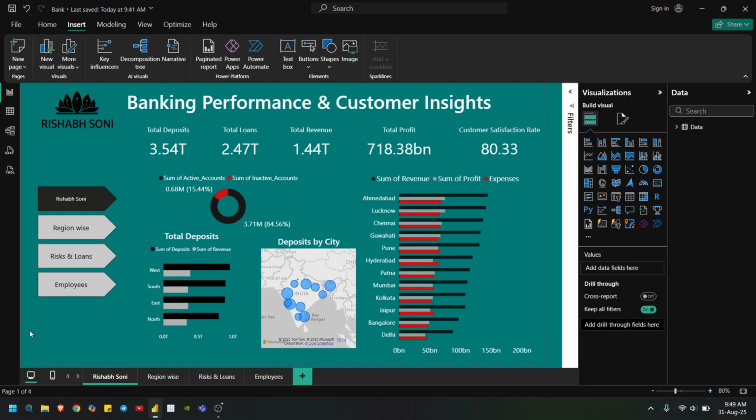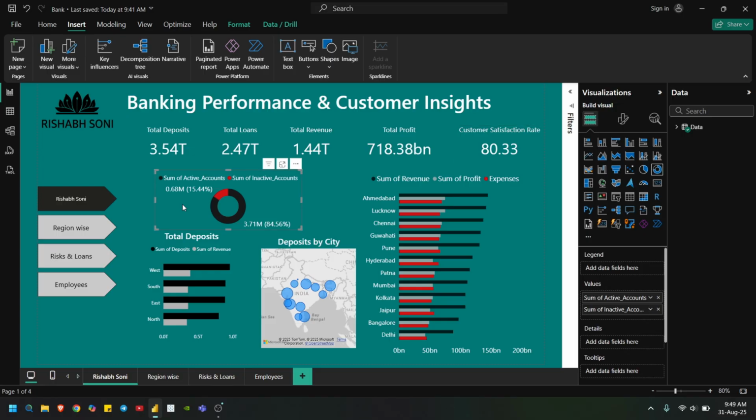So on the home page, I have created 5 KPIs. They tell the total deposit, total loans, revenue, profit, and the customer satisfaction rate, also known as CSAT score. Below that, there's a donut chart that tells the number of active and inactive accounts.